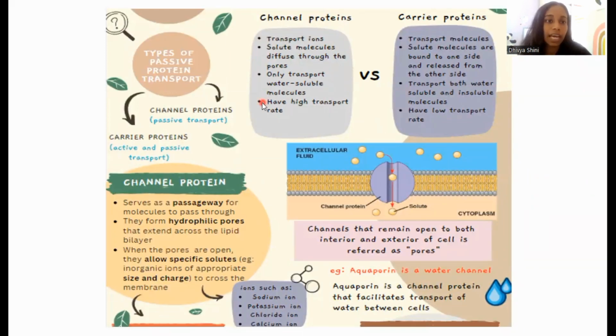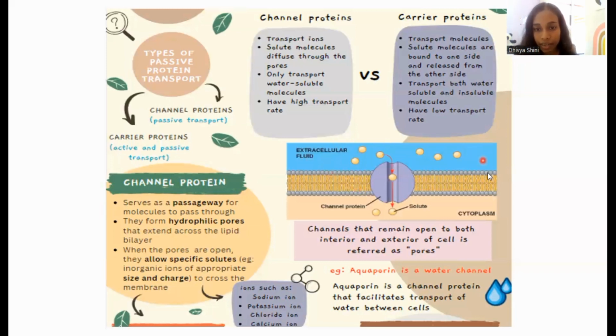So I'm going to explain the types of passive protein transport. There are two, which are channel proteins and carrier proteins. Channel proteins are passive transport only, but carrier proteins are active and passive transport. So let's see the channel protein. It serves as a passageway for the molecules to pass through. They form hydrophilic pores that extend across the lipid bilayer. When the pores are open, they allow specific solutes such as inorganic ions with appropriate size and charge to cross the membrane. Examples of ions are sodium ion, potassium ion, chloride ion, and calcium ion.